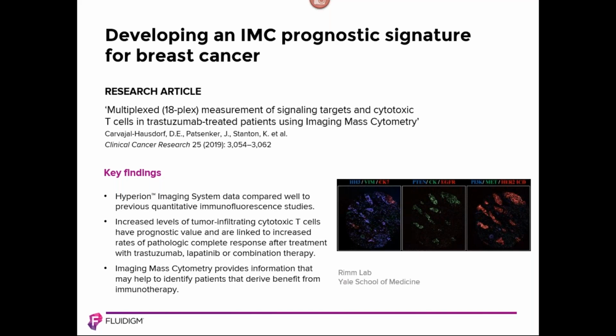They report that the increased proximity and levels of cytotoxic T cells, especially to cells expressing extracellular HER2, correlate with improved responses to treatment with either one or a combination of the two immunotherapeutics. The authors claim that the multiplexing capabilities of the Hyperion imaging system may help to identify patients that derive benefits from targeted treatment or immunotherapy.